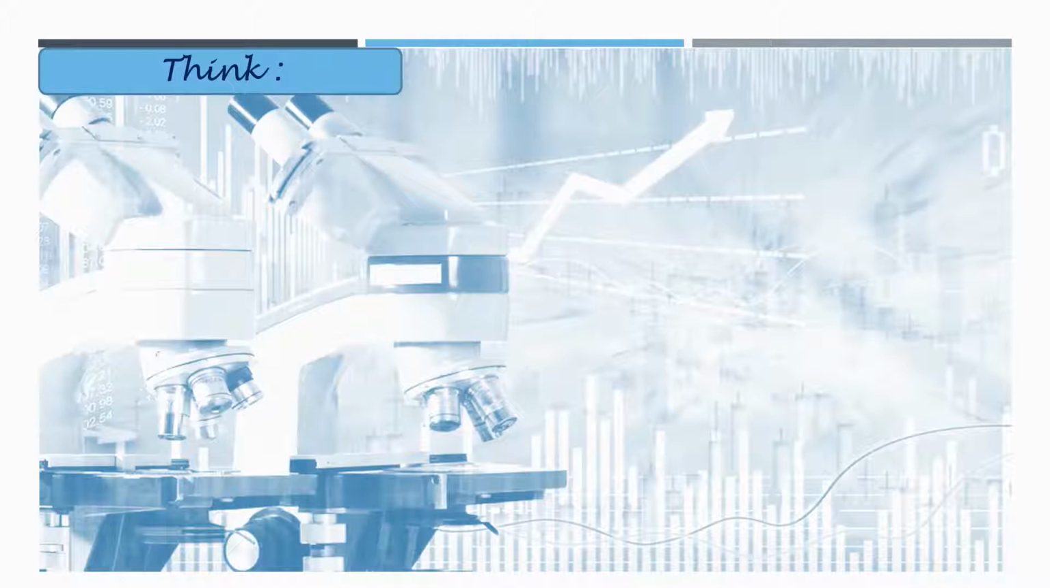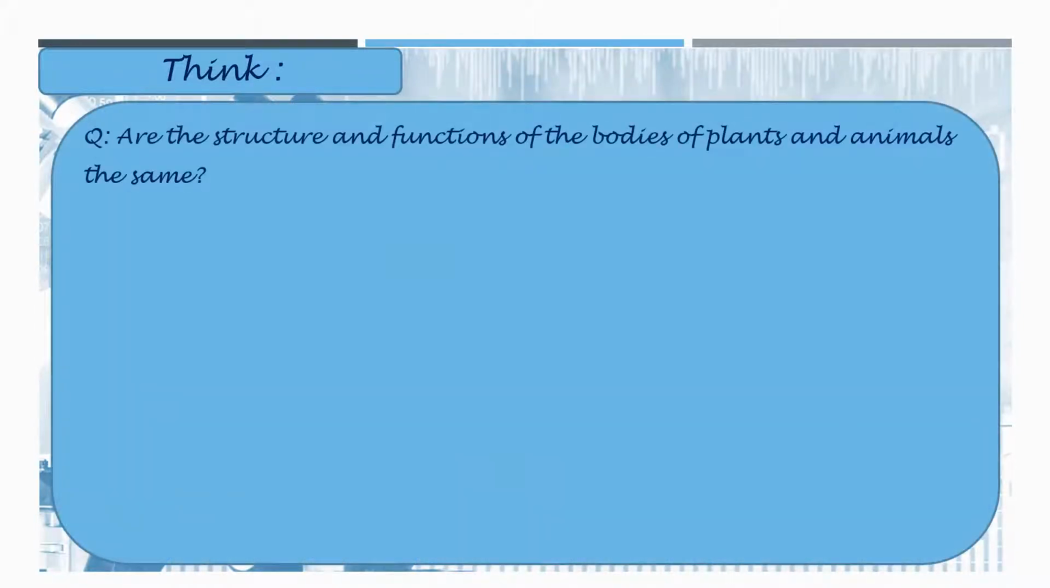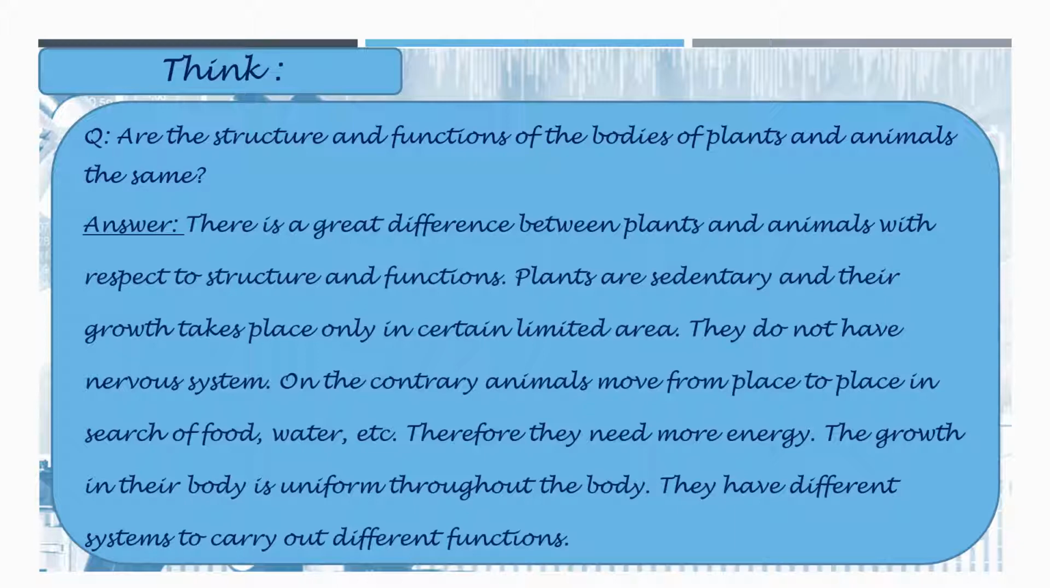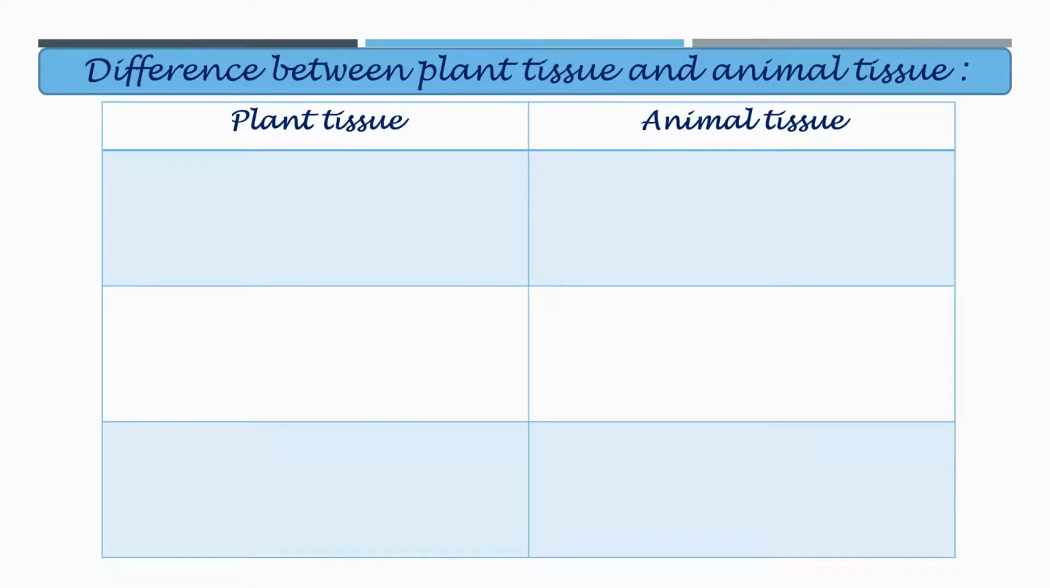Now students, think and try to answer this question. Are the structure and functions of the bodies of plants and animals the same? Correct. There is a great difference between plants and animals with respect to structure and functions. Plants are sedentary and their growth takes place only in certain limited areas, and they do not have a nervous system. On the contrary, animals move from place to place in search of food, water, etc. and therefore, they need more energy. And the growth in their body is uniform throughout the body. They have different systems to carry out different functions.